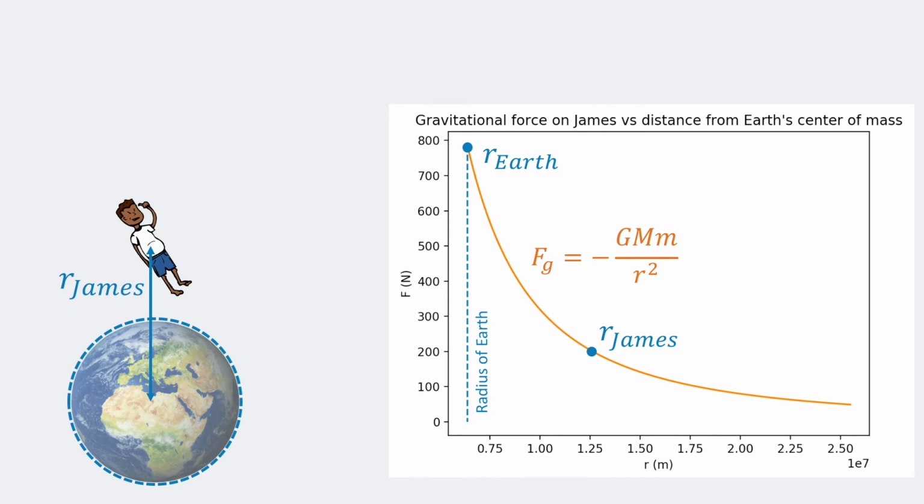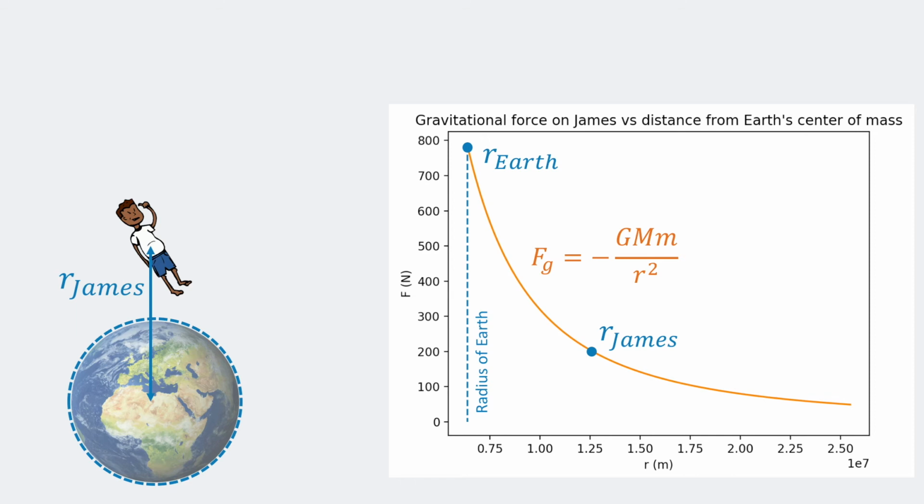Here we have a graph describing the force that acts on James at various distances from the Earth. This graph just comes from the formula that we went through last week, which is the force due to gravity is equal to negative GMm over r squared. We start plotting at the radius of the Earth and go outwards, and you can see the second blue spot on the diagram is where James is currently.